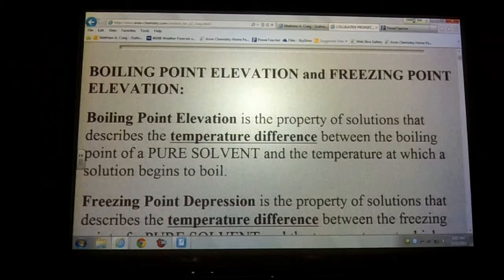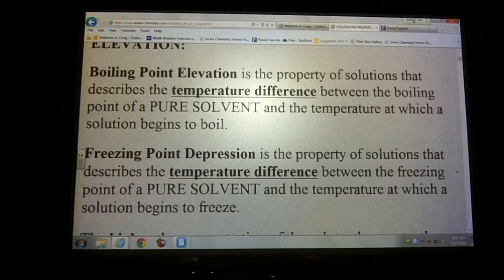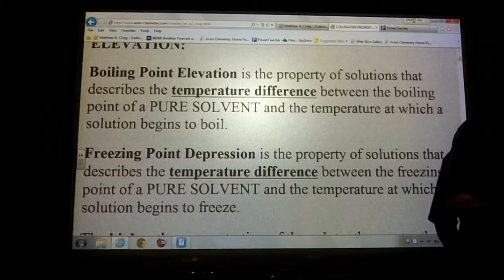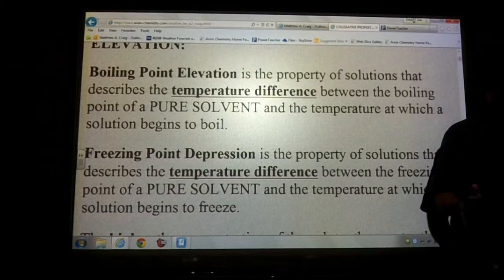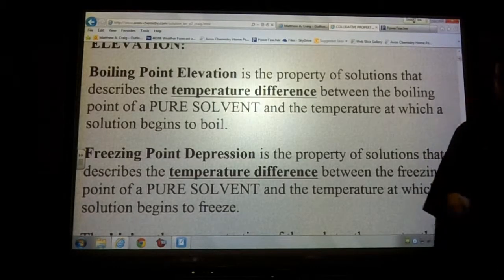And I don't want to give it away yet, but there is a way to actually change the temperature at which water freezes or boils. Now we all know that water boils at what temperature? 100 degrees Celsius. Very good. And water freezes at 0 degrees Celsius. Good. So that's the easiest scale. It freezes at 0, boils at 100.